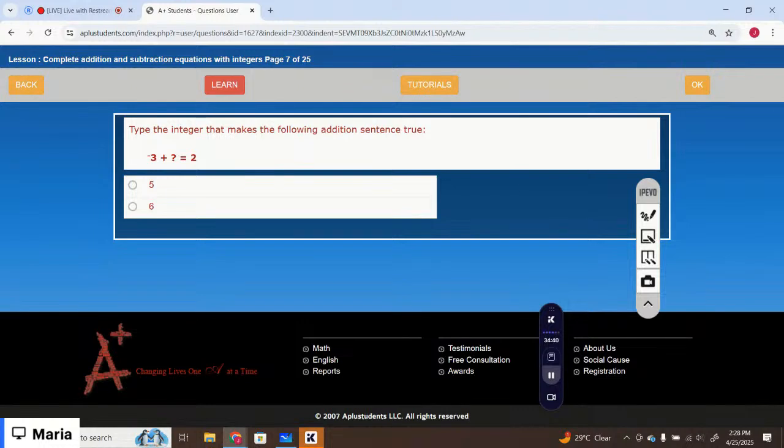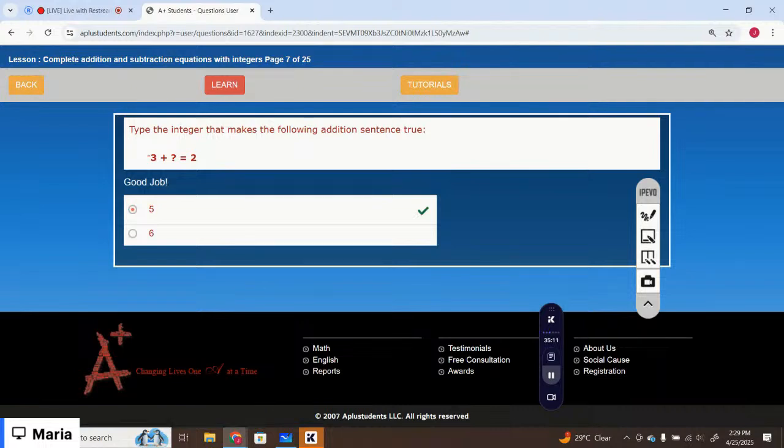Type the integer that makes the following addition sentence true. Negative 3 plus missing number equals 2. Which number is missing? Negative 3 plus 5 equals 2.